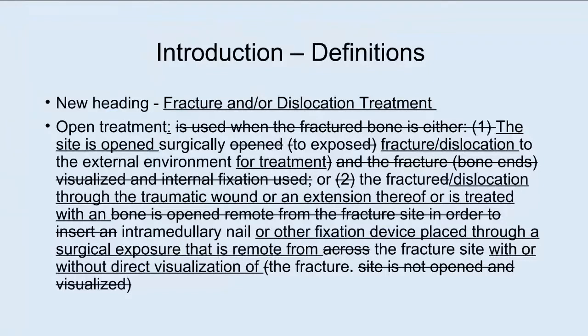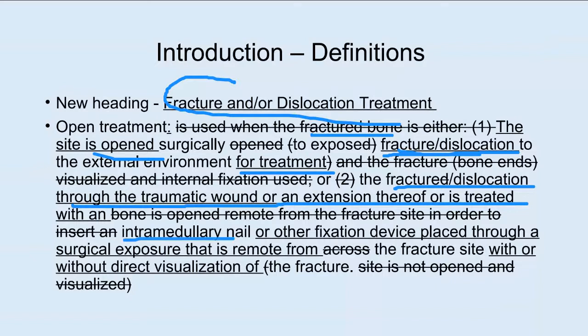But the definition of open treatment has been clarified somewhat. There's a new heading, we're still in the introduction, fracture and/or dislocation treatment. So open treatment is defined as the site is open surgically, fracture dislocation, so this just said fracture, now they're saying fracture dislocation, to the external environment for treatment, or the fracture dislocation treatment is through the traumatic wound or an extension thereof, intramedullary nail, and they added other fixation devices because an intramedullary nail is not the only way that this could be treated. And it talks about remote treatment and then just open treatment. And we'll talk about on the next slide the difference between the two.